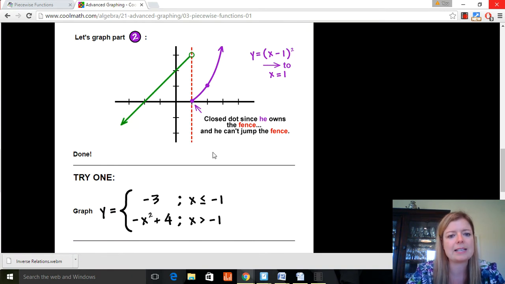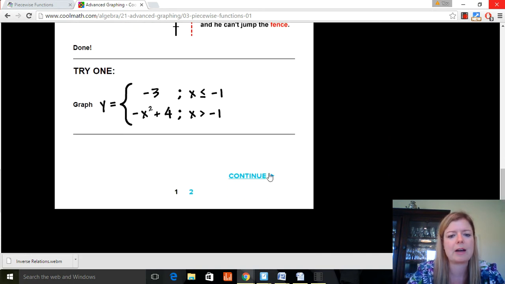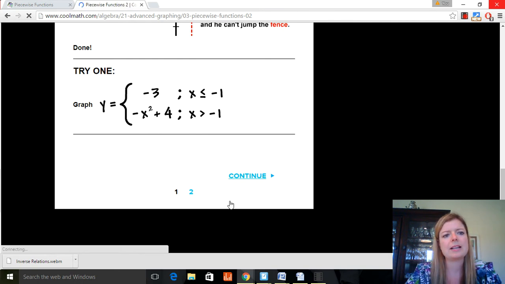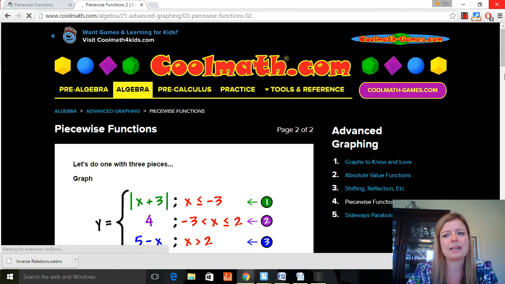So there, that is the graph of a piecewise function. It comes in two pieces. So you can try that one. Okay, and you can continue and do more of this. All right, so you can check out that website.